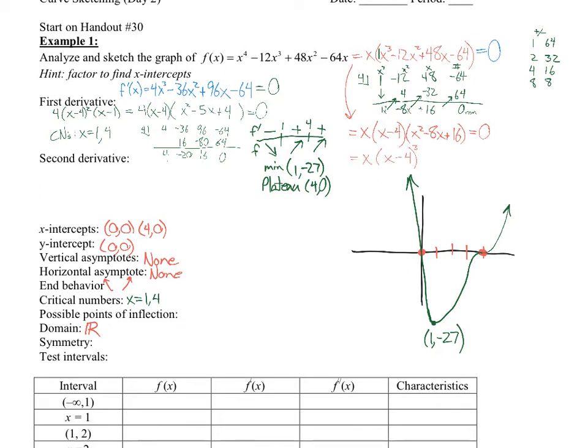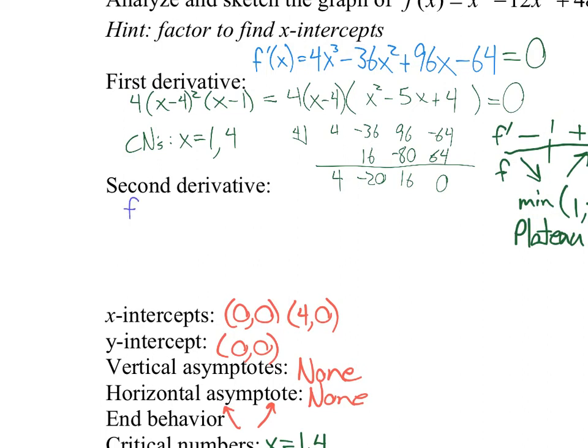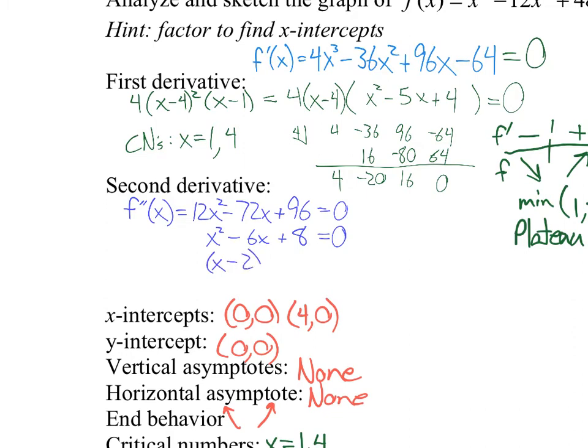But the last step here is I want to go ahead and find our second derivative because I want to identify areas of concavity. So I'm going to take my first derivative and take its derivative, f double prime of x, and I get a 12x squared minus 72x plus 96. If I set that equal to 0, I'm going to divide everything by 12 first of all, so that'll make life a lot easier. x squared minus 6x plus 8. And I can factor that, x minus 2 and x minus 4.